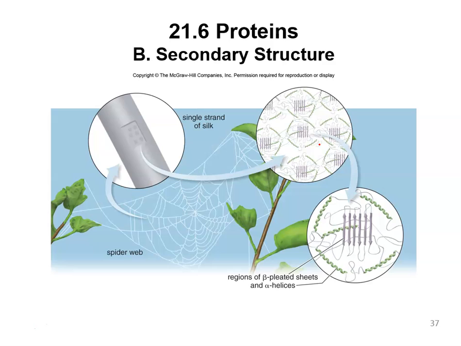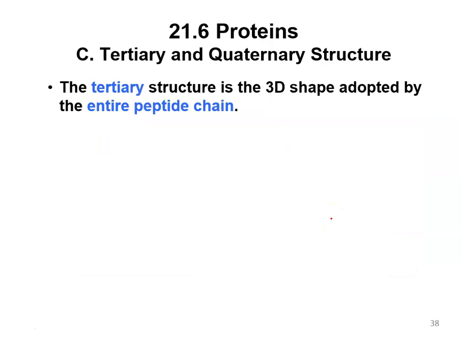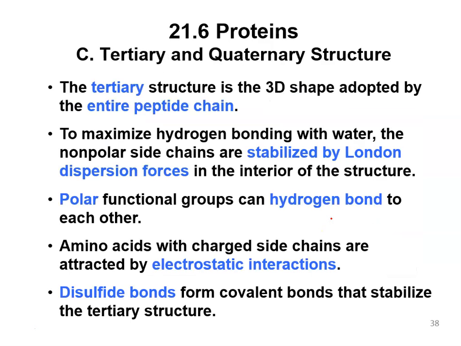Okay, and here's just an example of silk in a spiderweb. The regions of beta pleated sheets and alpha helixes. You can see you have a whole bunch of it right in the middle here and a bunch of alpha helix on the outside, and it's random. Okay. All right, let's talk about tertiary and quaternary because that gets a little bit more interesting.